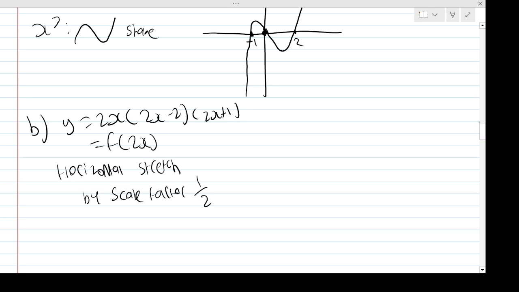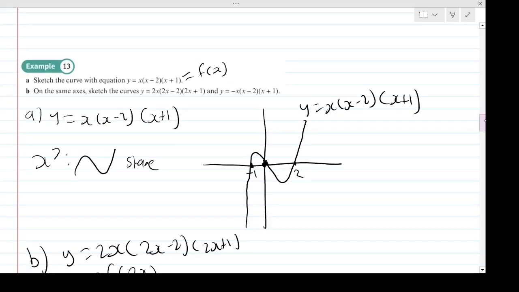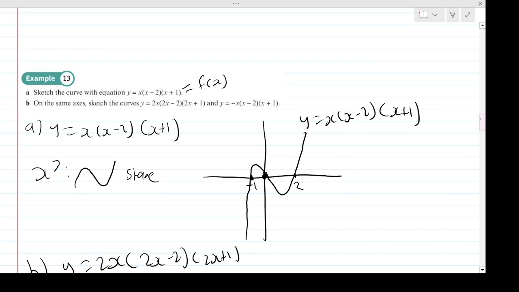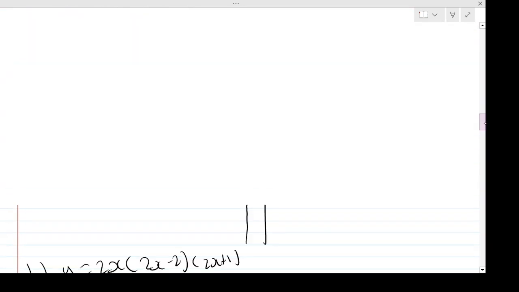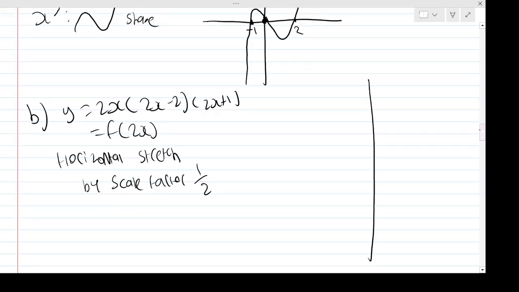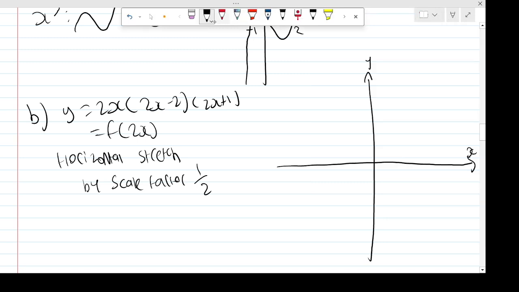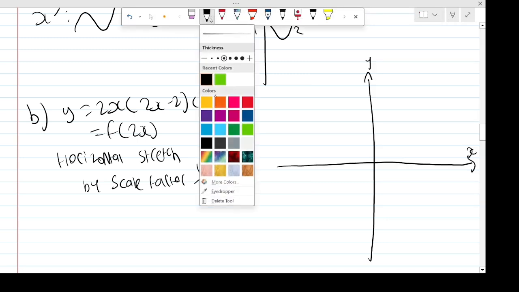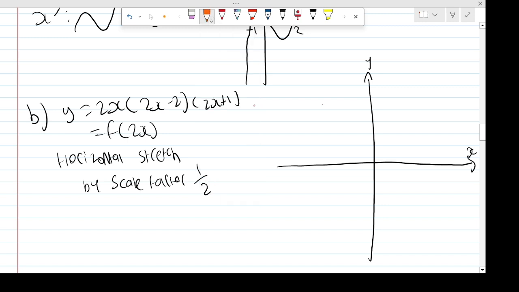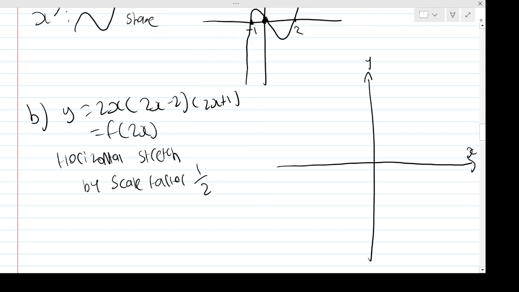So we can use our original curve and then basically divide the x coordinates by 2 to see what happens, because the scale factor is a half, you times the x values by a half. Okay, but it's said on the same axis, so I'm going to need to sketch this curve as well after. So I'm going to need a big curve. And I'll tell you what else I'm going to do. I'm going to draw both curves in different colours as well. Let's draw it in orange this time. There we are, no particular reason, just orange.